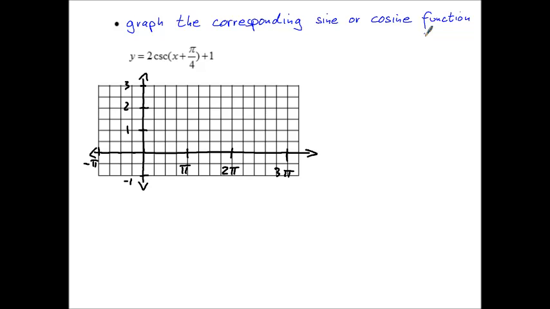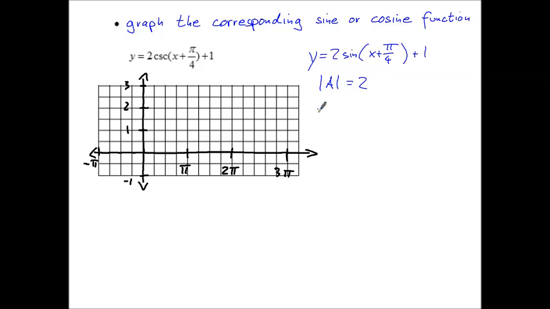4 plus 1. And cosecant being the reciprocal of the sine, we would first graph the function y is equal to 2 sine of x plus pi over 4 plus 1. And in order to do that, we need to now remember all the characteristics of the sine function: amplitude, period, horizontal, and vertical shift. The amplitude of this function is 2.